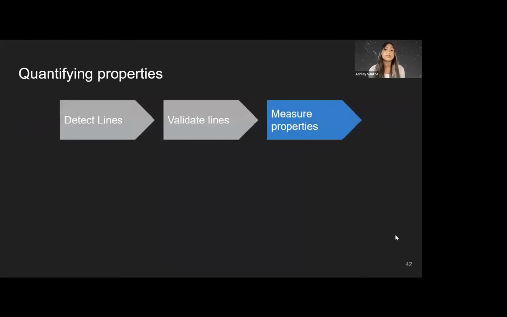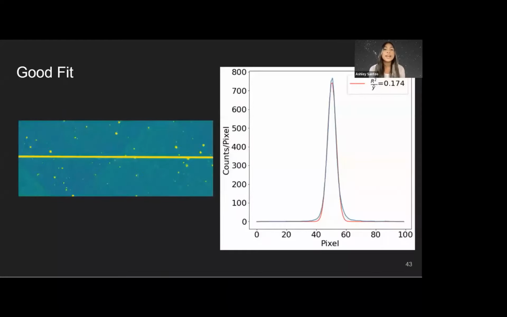So what happens when we do validate a line within an image? The next step is to measure the properties and extract the quantification metrics of the streak. So here we have an image of the streak and its pixel intensity plot next to it. The red line on the right side of the plot is our fitting line, and visually we can quickly tell we have a good fit since the red fitting line is very close to the blue real data line.